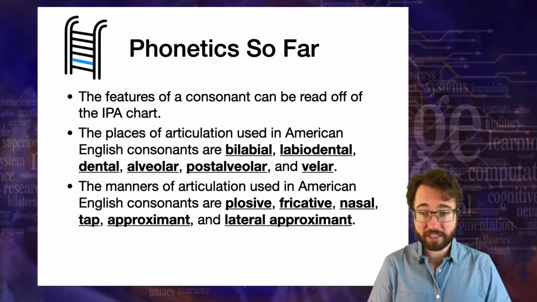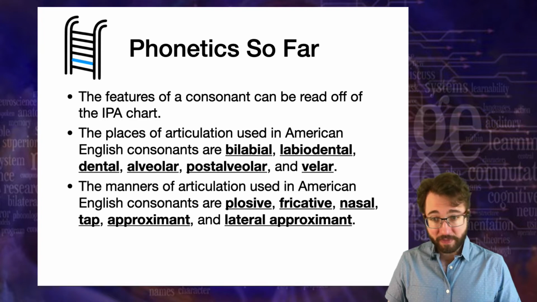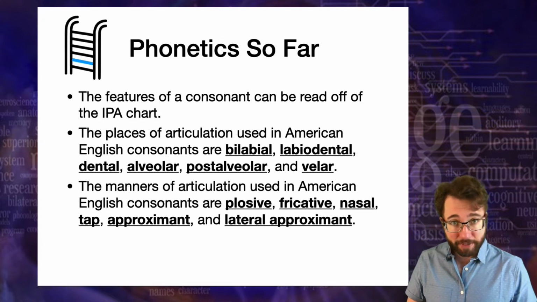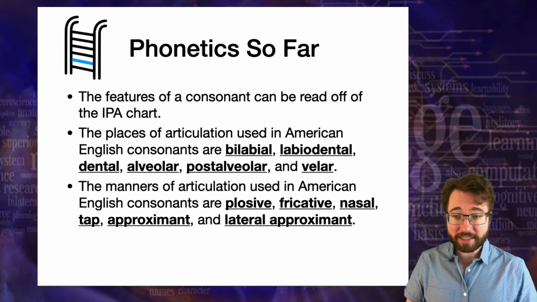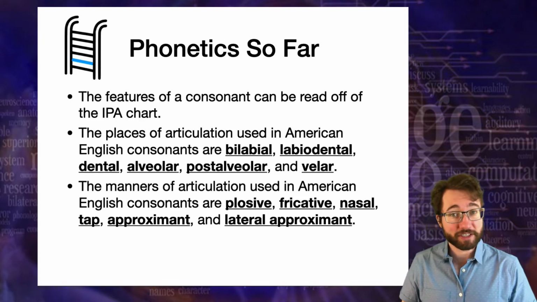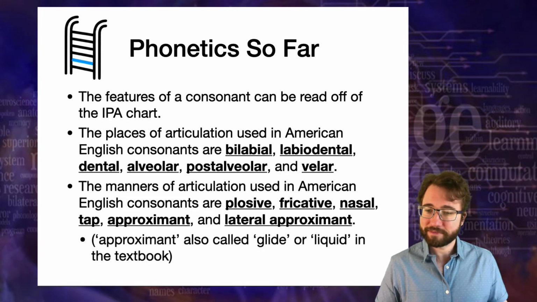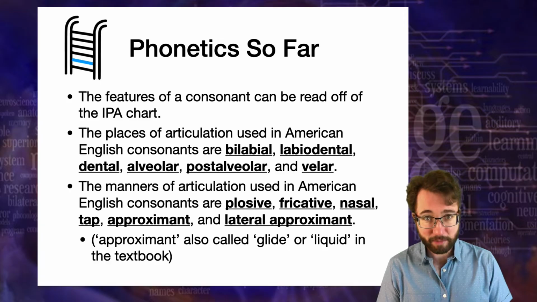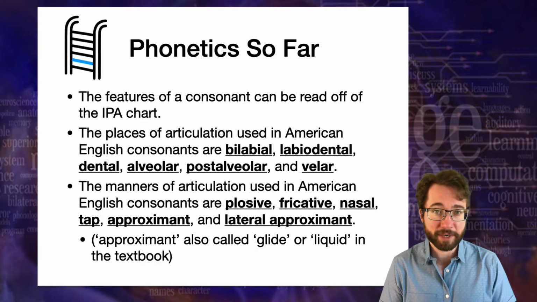And the manners of articulation that we have in American English are plosive or stop, fricative, nasal, tap. Remember, we have tap in words like kitty, approximant, and lateral approximant. And we also covered some places of articulation and some manners of articulation that exist in languages other than English. Note that this term approximant in your textbook is also called a glide or a liquid, and you'll also see that in other stuff about linguistics.